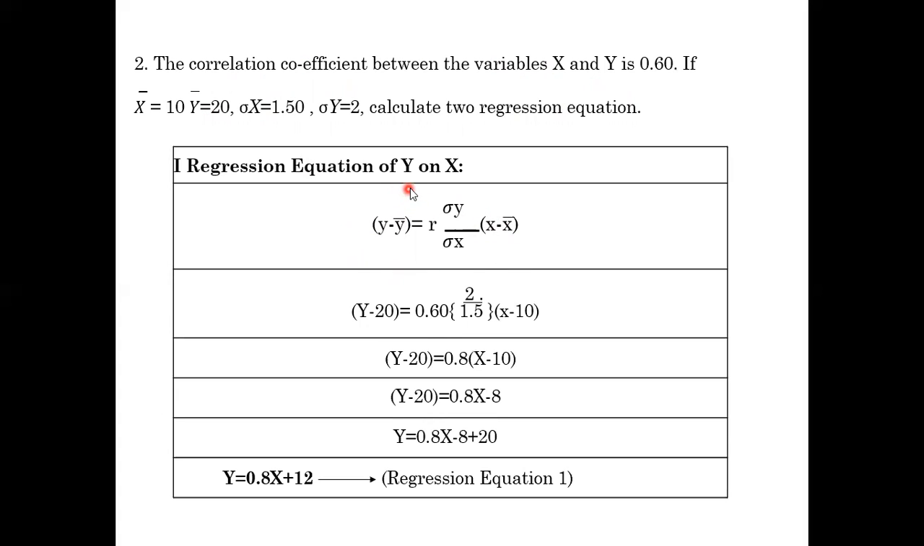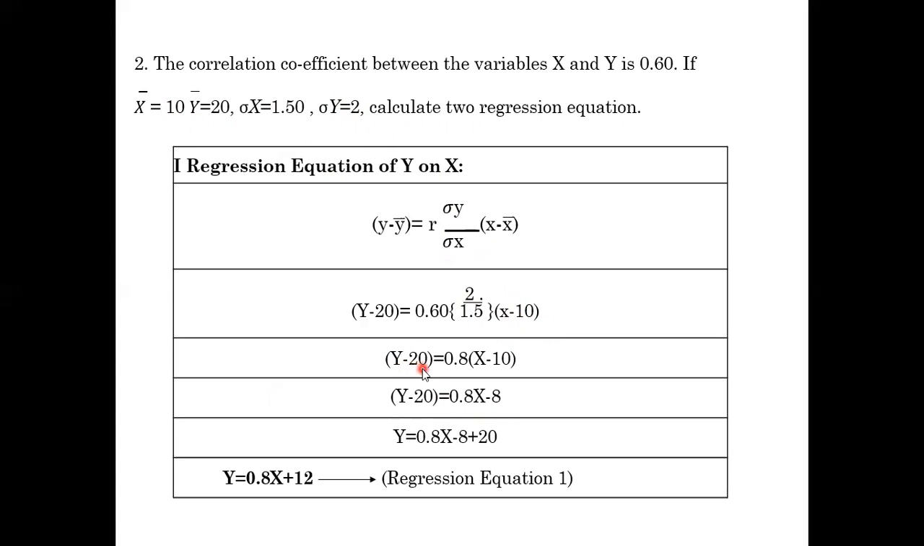So first, the regression equation y on x. For this, y minus y mean is equal to correlation into standard deviation y divided by standard deviation x, into x minus x mean. So y minus y mean is 20. So take 20 is equal to correlation 0.60 into the standard deviation y, which is 2, divided by 1.5, into x minus x mean, which is 10. Take 10 as it is.